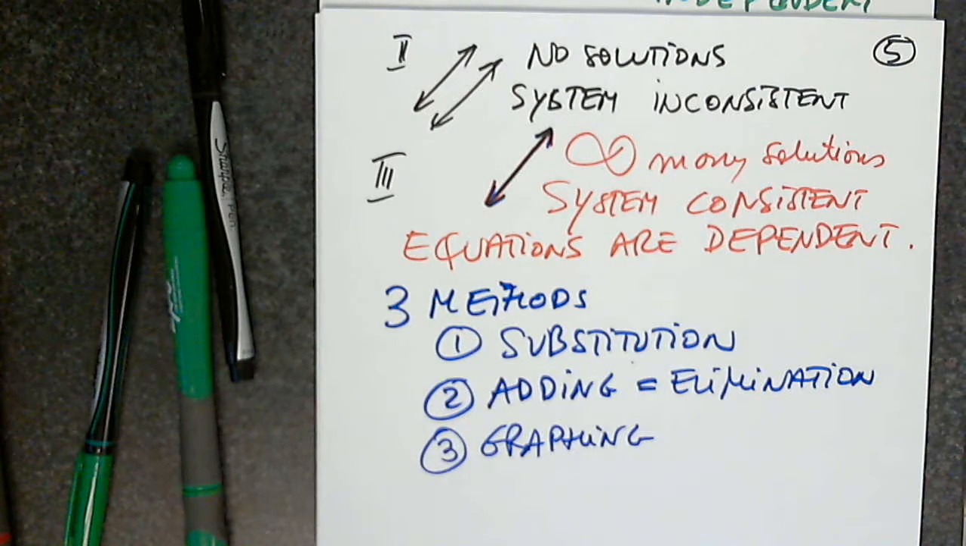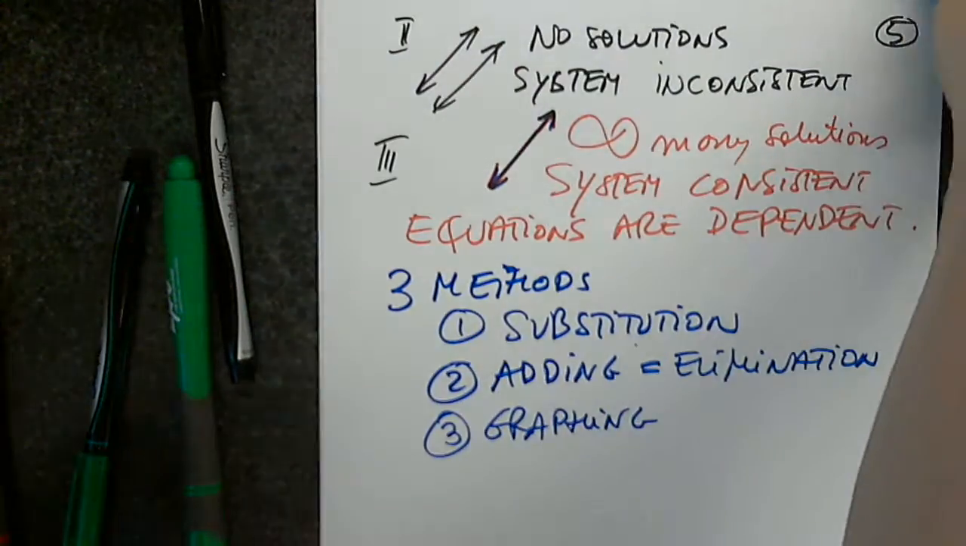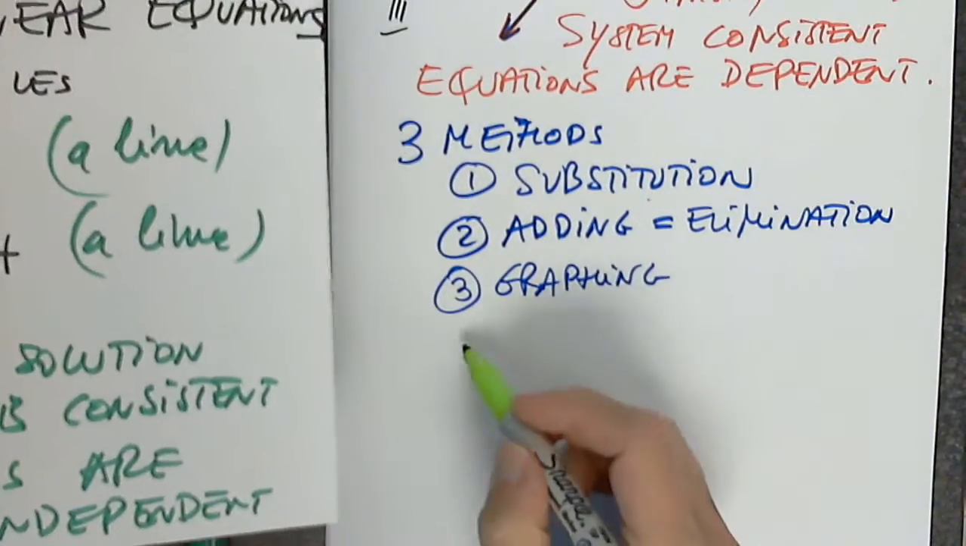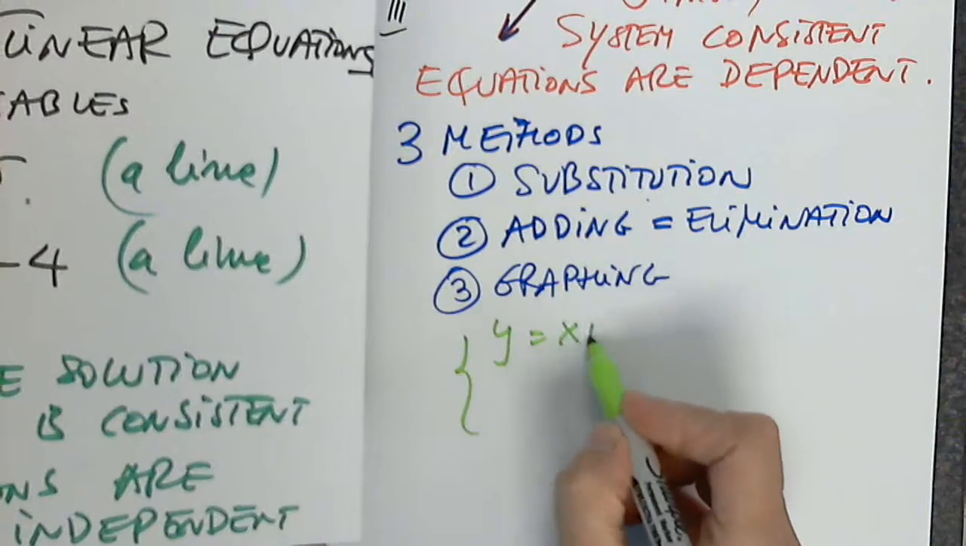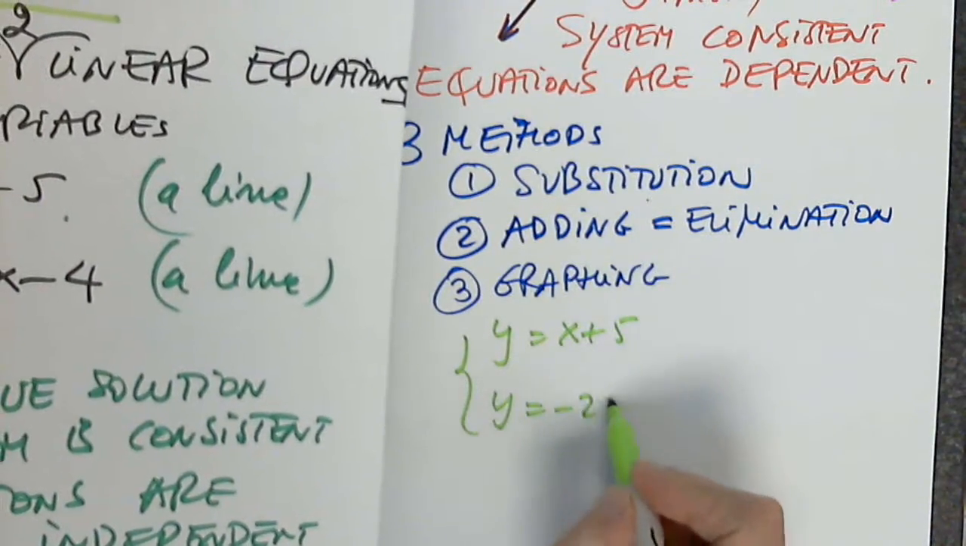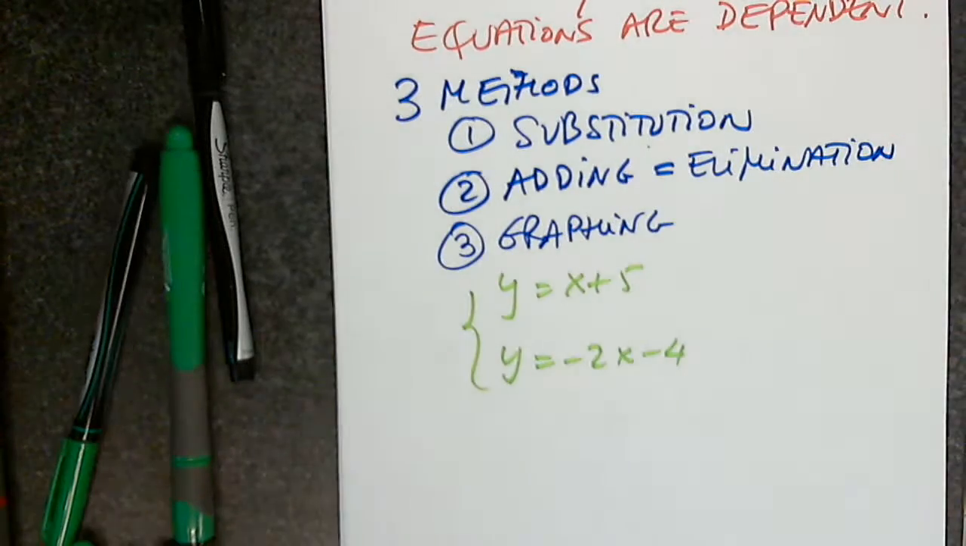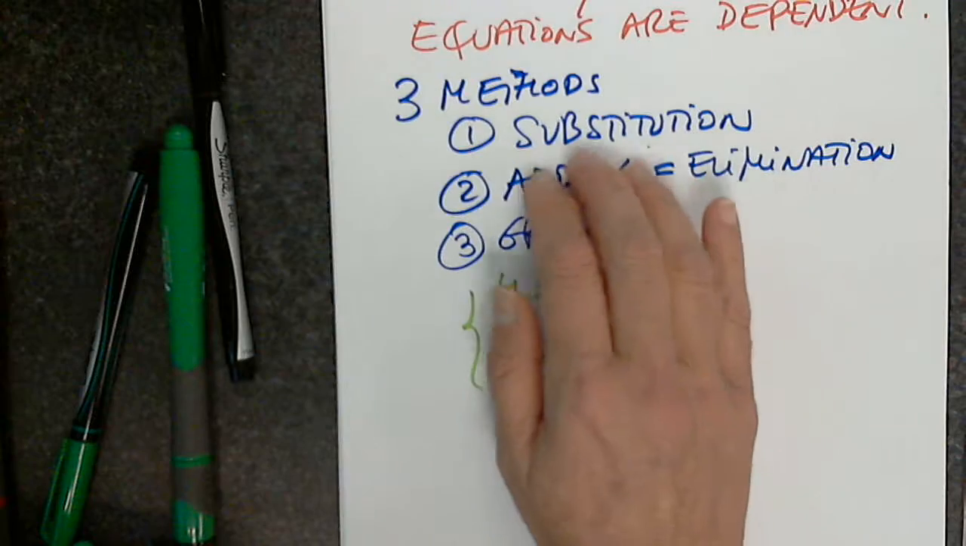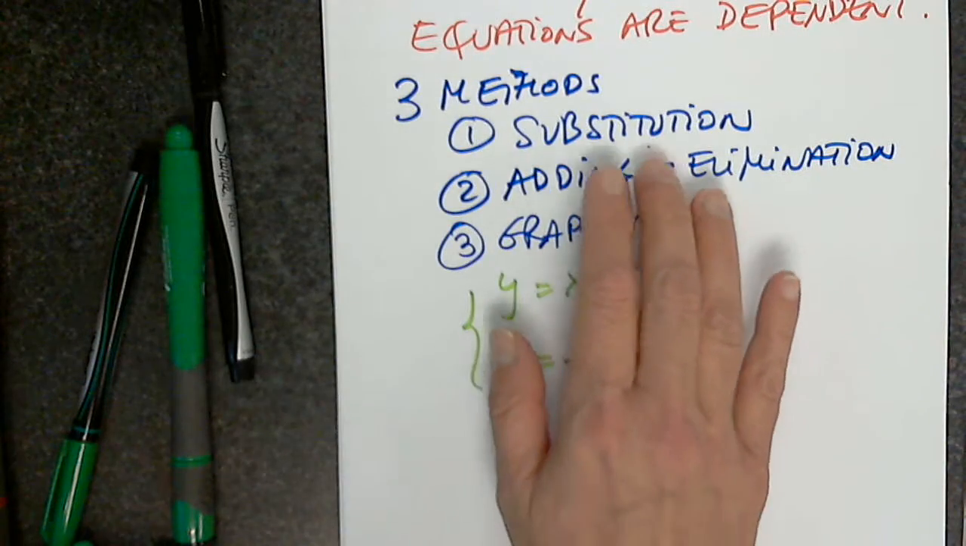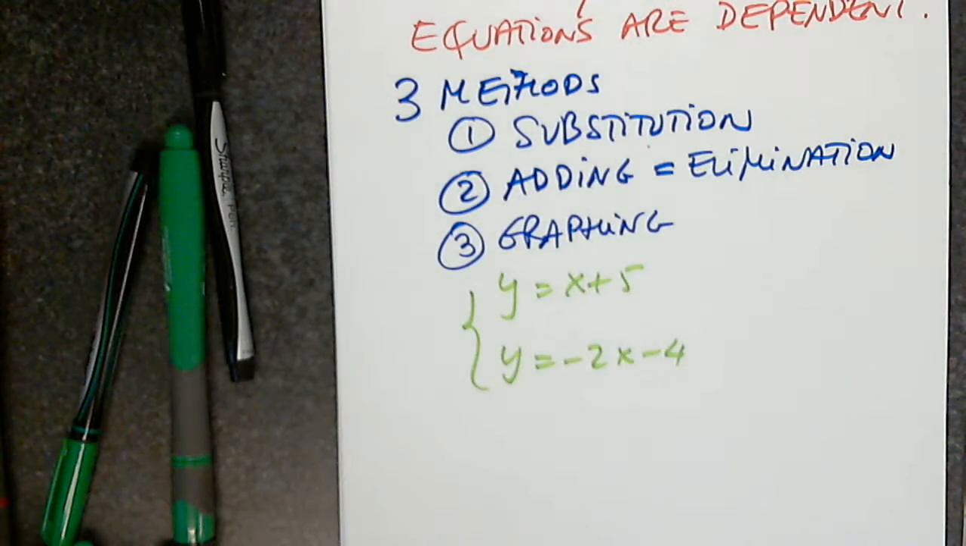Okay. I'm coming back to my system. I'm going to copy it here because it's up there. So here's my system. y equals x plus 5 and y equals negative 2x minus 4. Any suggestions on how to solve this system? We have not discussed adding. We can use graphing, but I'd rather use substitution first, and then we'll graph it. And then I'll show you the third method.